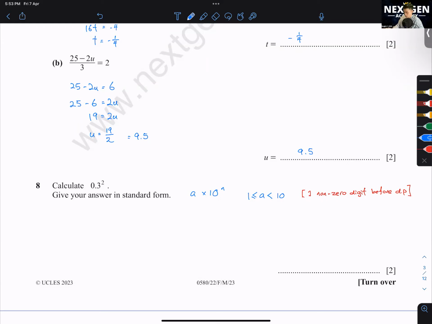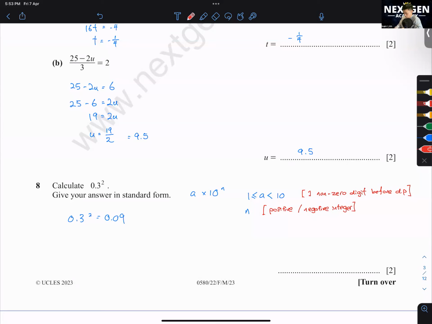Then my n is a positive or negative integer. Integer means whole number. So it's either times 10 to the power of 1, 2, 3, 4, 5, or -1, -2, -3, -4, depending on the question. So 0.3 square will be what? We can just type in the calculator. 0.3 square will be equals to 0.09.